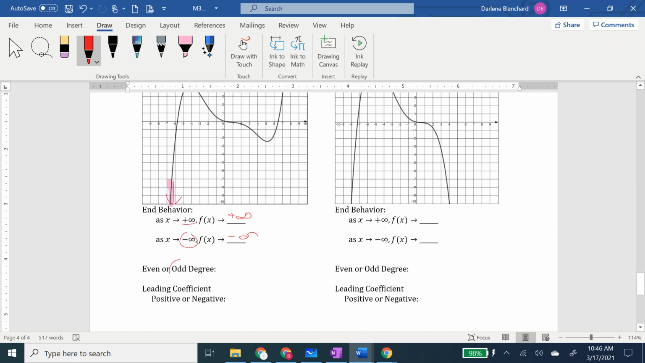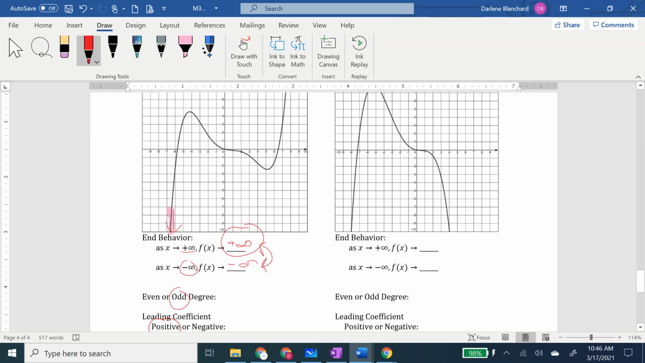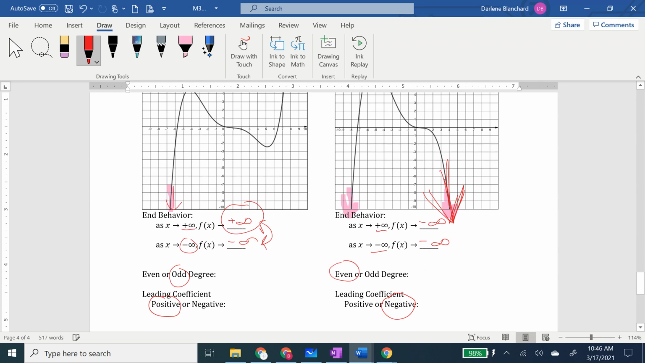That means it's an odd degree because they are opposite signed. And your leading coefficient is the right end. It is positive. So way too many examples of that, apparently. Then over here, the right end heads down. The left end heads down. If they're going in the same direction, even. The fact that the right end heads down, leading coefficient is a negative.